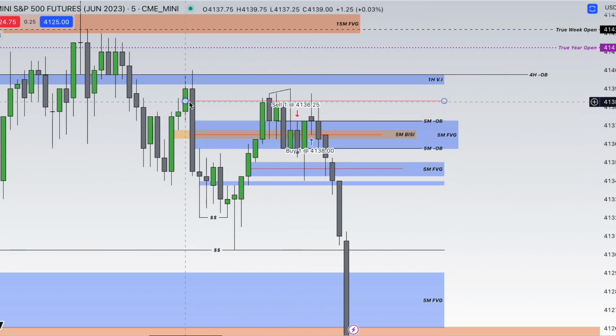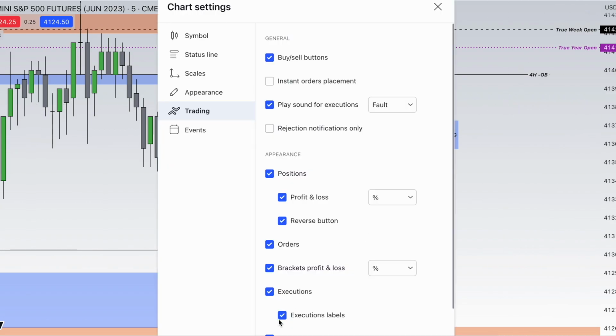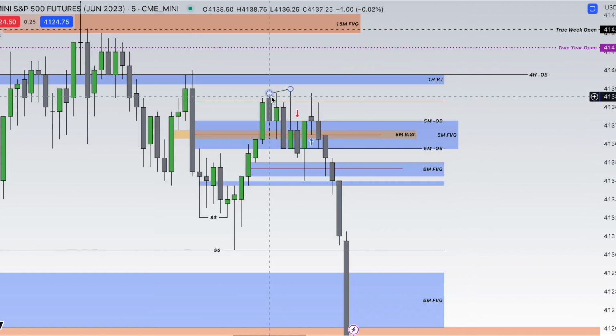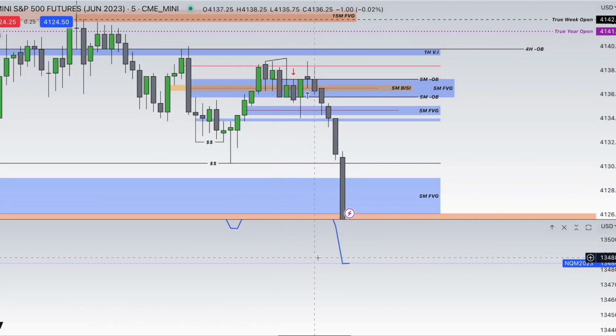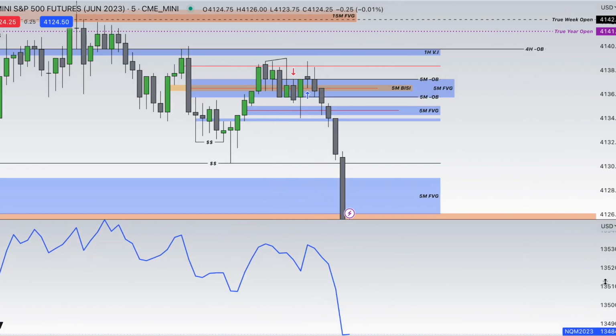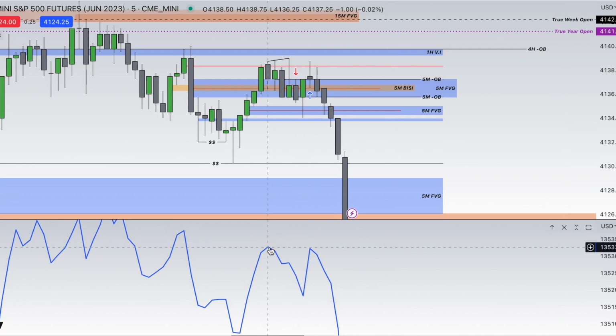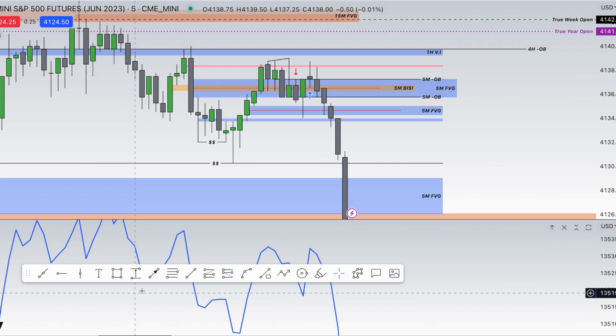So this is on the 5-minute. This is a mean threshold of an order block. And let me just move my executions really quick. Again, we had an SMT right here, right? If we go here, let's bring it up. NQ's high right here, this candle failed to make a higher high.